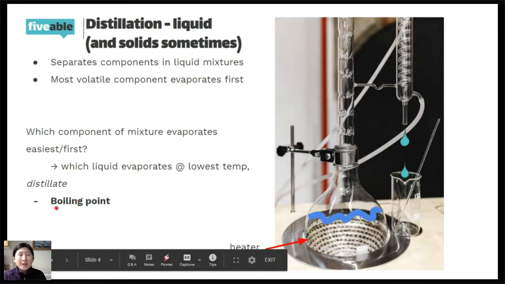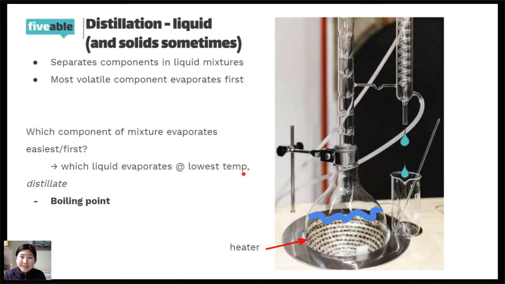So basically what we're trying to compare here is the boiling point. Do you guys know what the boiling point of a solution is? If you were to explain it to me, how would you put it in your own words?